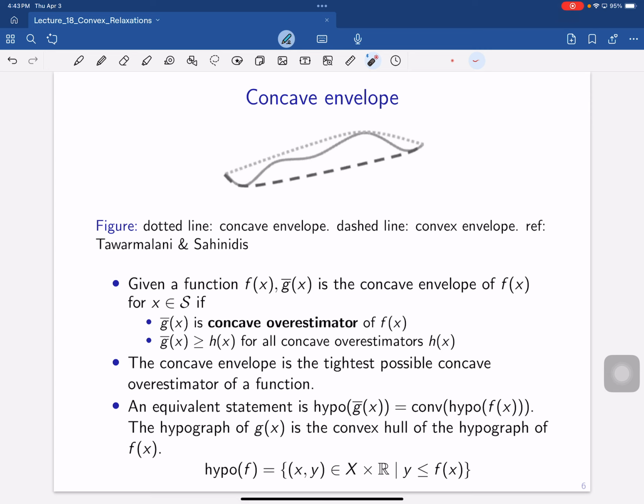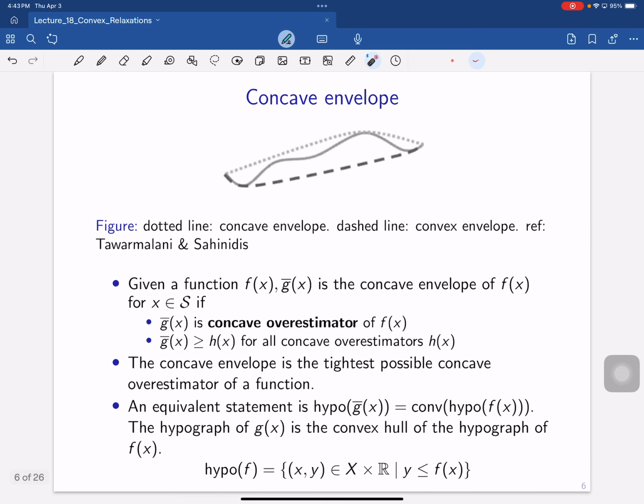So how to describe the concave envelope? It is a concave function, the smallest concave function you can find to overestimate a non-convex function. So the convex envelope is the largest convex underestimator, and the concave envelope is the largest overestimator. Smallest overestimator. Yeah, you're right.